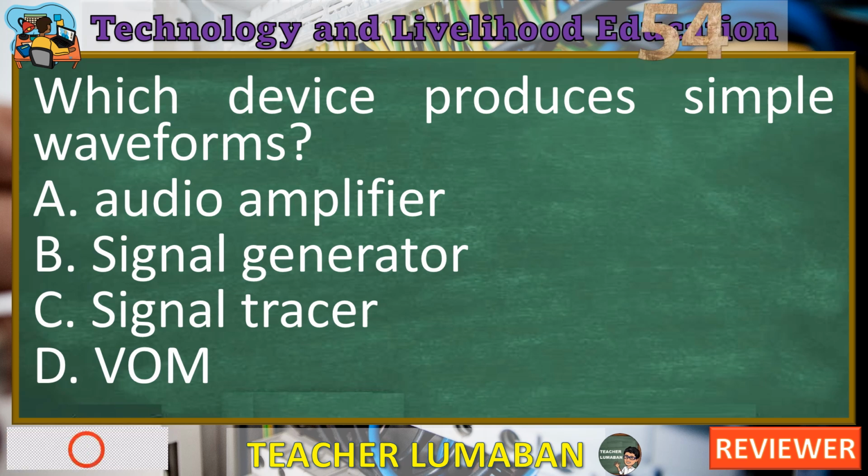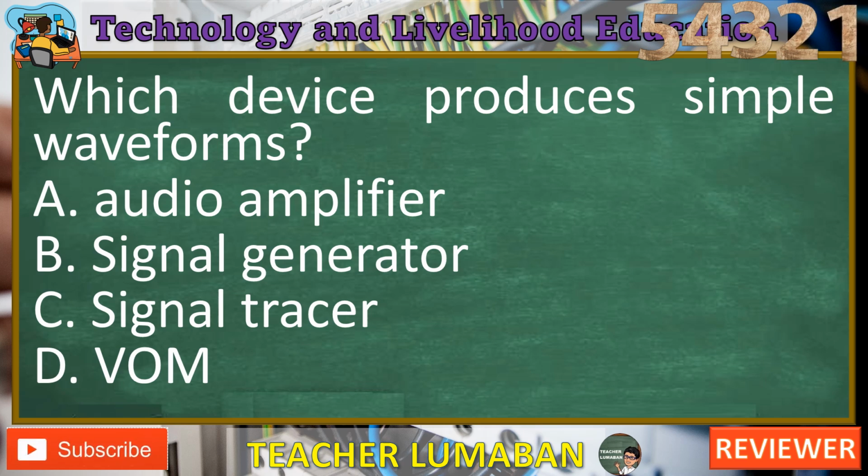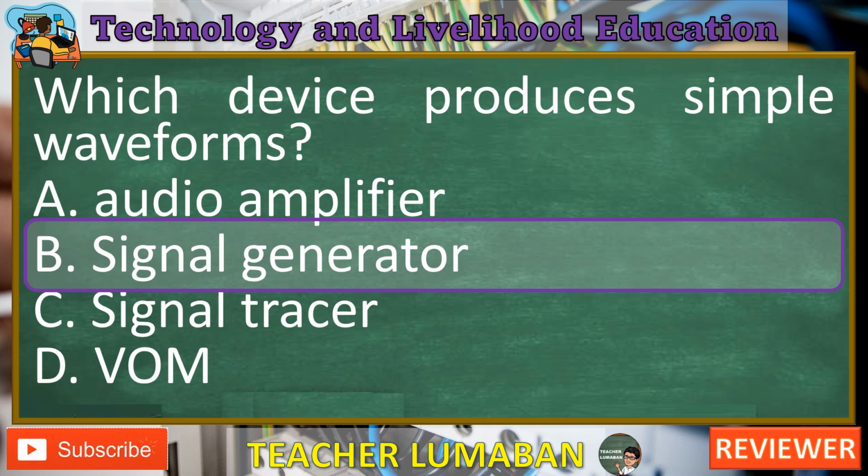5, 4, 3, 2, 1. The correct answer is B. Signal generator. Explanation. A signal generator is an electronic device that produces electronic signals with set frequencies and amplitudes. These signals can be simple waveforms such as sine waves, square waves, and triangular waves, which are fundamental types of waveforms used in testing and designing electronic circuits.